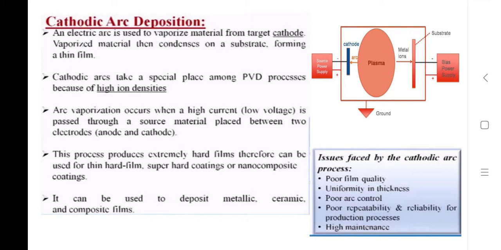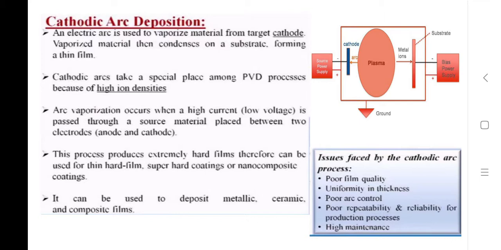So here you are using some kind of potential difference by using some kind of power supply. You are using a high potential difference between your cathode and anode metal. Cathodic arc takes a special place among the PVD processes because of high ion density. The technique may be comparable to the other techniques, but here the density of the ions we are getting is more than in the other processes.